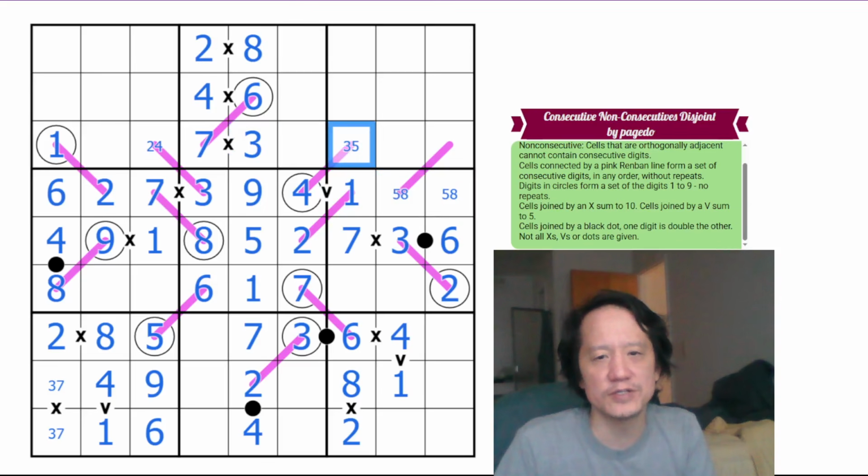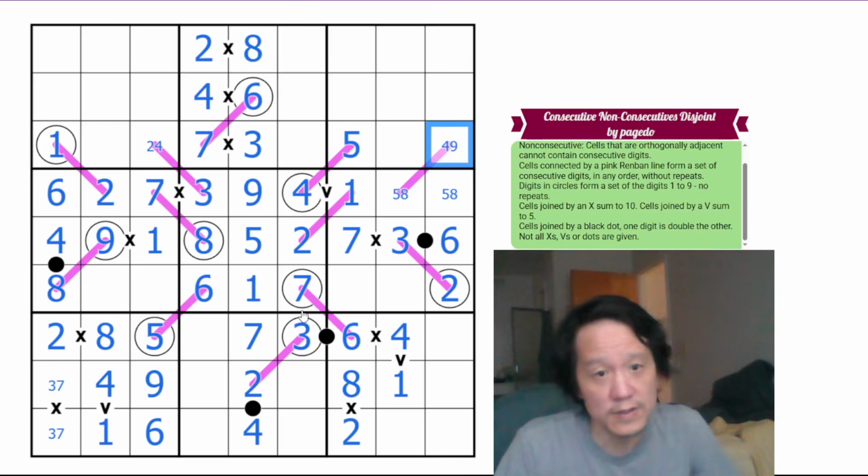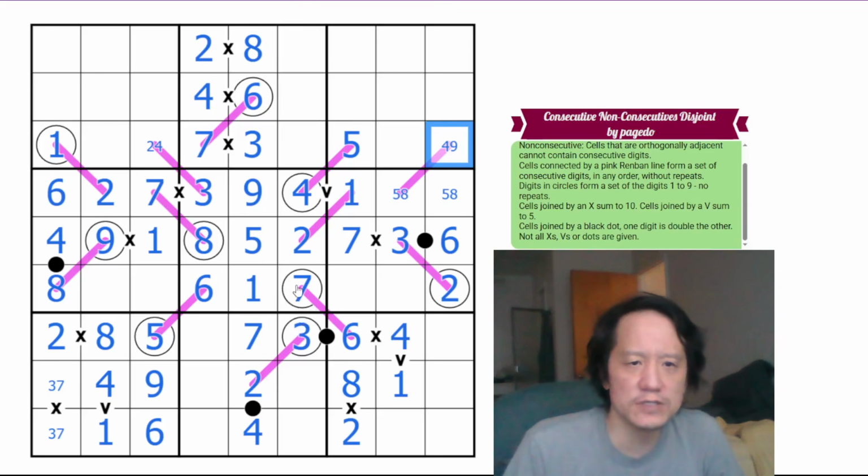This 3 eliminates 3 here, so this is 5. 5 can be next to 4 or 6, but the 6 can't be there because of the 6 in the column. 8 can be next to 7 or 9, but 7 can't be there because of the 7 in the row. So this is 4 or 9. That means the rest is going to probably be just normal Sudoku.